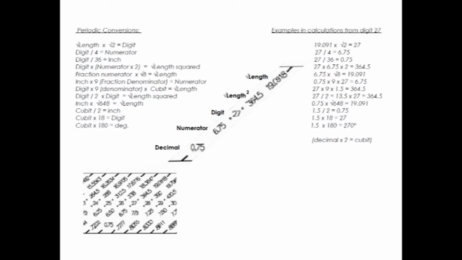Cubit times 18 equals a digit. 1.5 times 18 equals 27. Cubit times 180 equals degree. 1.5 times 180 equals 270 degrees. And always, decimal times 2 equals the cubit.